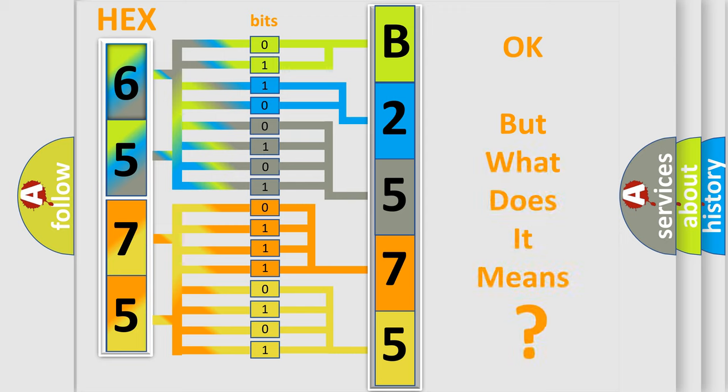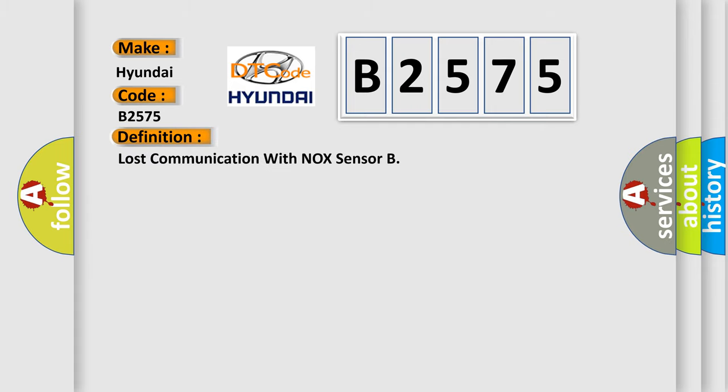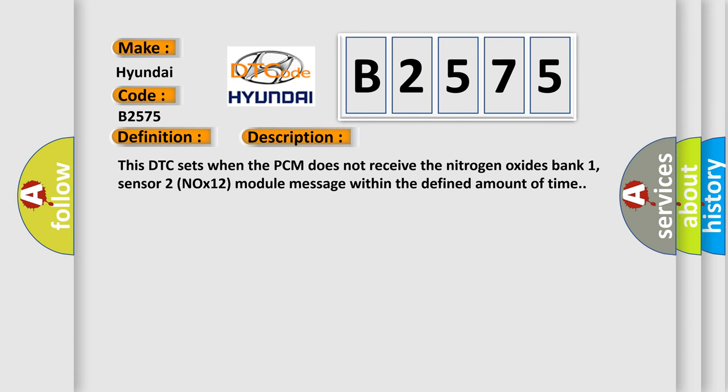The number itself does not make sense to us if we cannot assign information to what it actually expresses. So, what does the Diagnostic Trouble Code B2575 mean specifically for Hyundai car manufacturers? The basic definition is lost communication with NOx sensor. And now this is a short description of this DTC code. This DTC sets when the PCM does not receive the nitrogen oxides bank 1, sensor 2 NOx 12 module message within the defined amount of time.